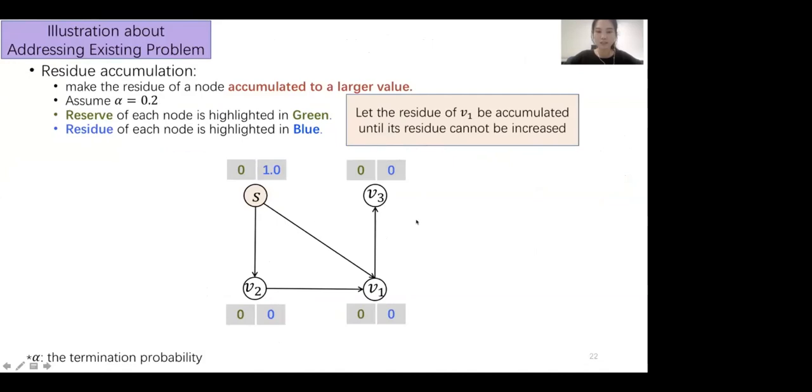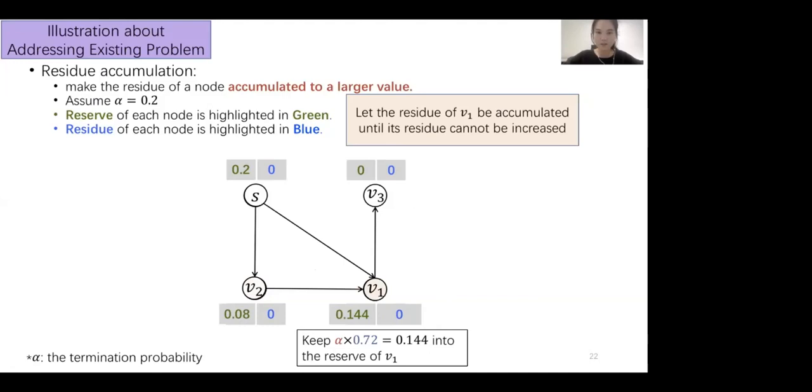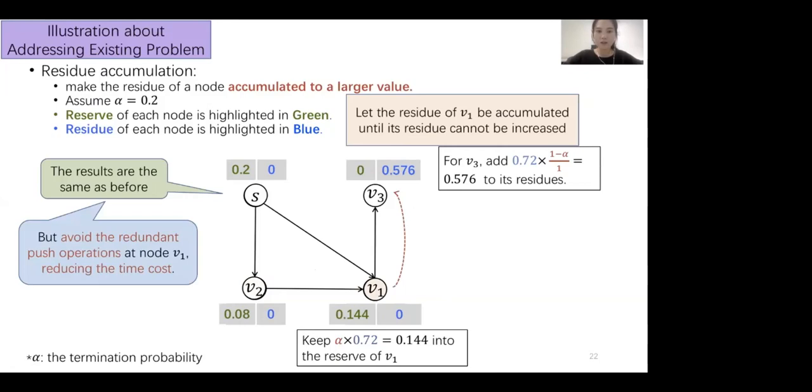So we first do a push operation at node S, and next we do a push operation at V2, because V1 cannot do the push operation. So we propagate a part of the information from V2 to V1, and the residue of V1 is increased. Next, we can do a push operation at V1 and propagate the results to V3. From this, we can see that the results are the same as before, but we only do one push operation at V1 because of the residue accumulation at V1.